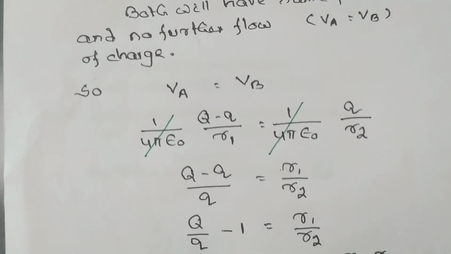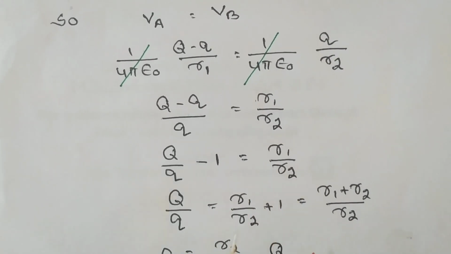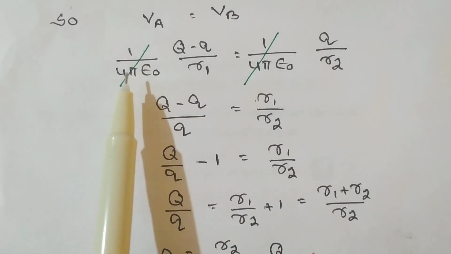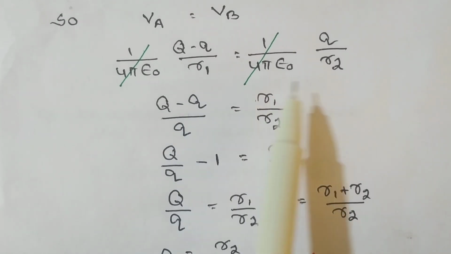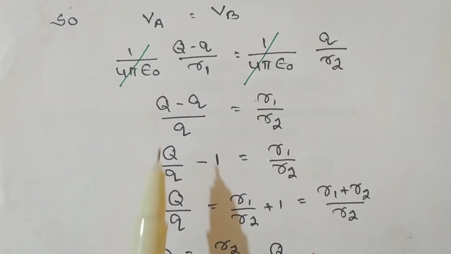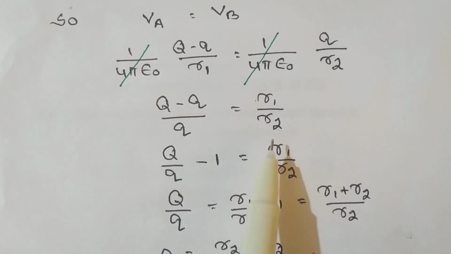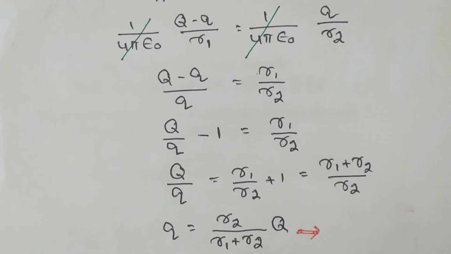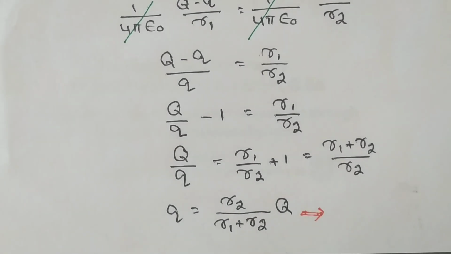Now, if VA equals VB, we can write VA equals 1 by 4 pi epsilon 0 into (Q minus q) by R1, and this is also 1 by 4 pi epsilon 0 into q by R2. The 1 by 4 pi epsilon 0 cancels. That is (Q minus q) by q equals R1 by R2. From this, we can calculate the amount q that has been transferred from A to B till both acquire the same potential: q equals R2 by (R1 plus R2) into Q.